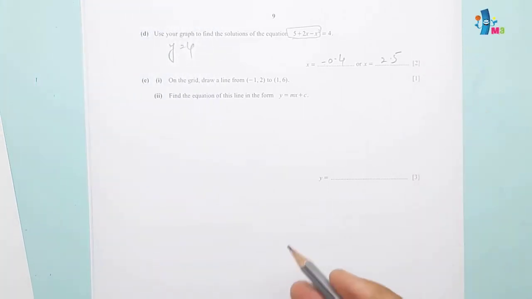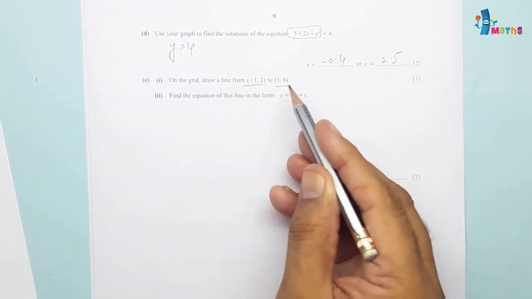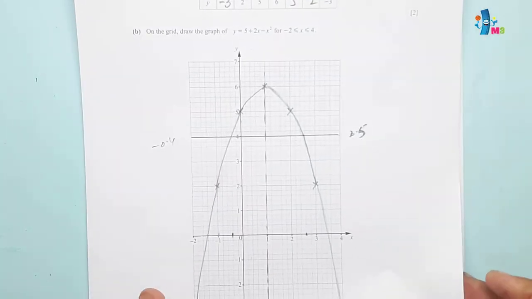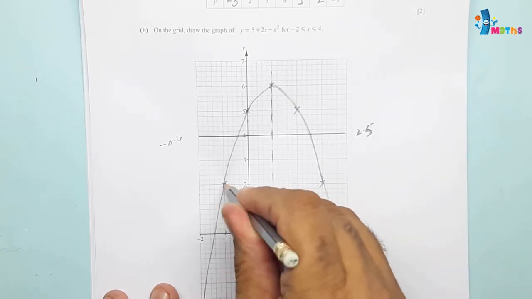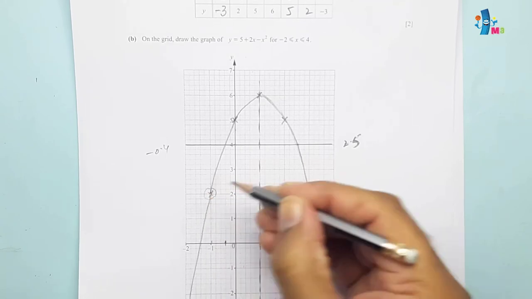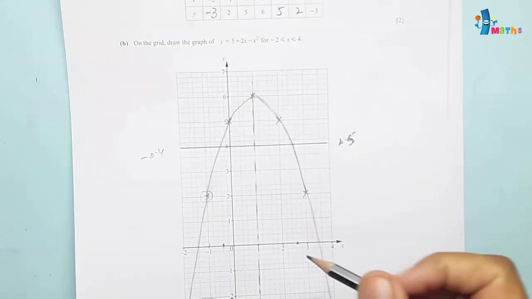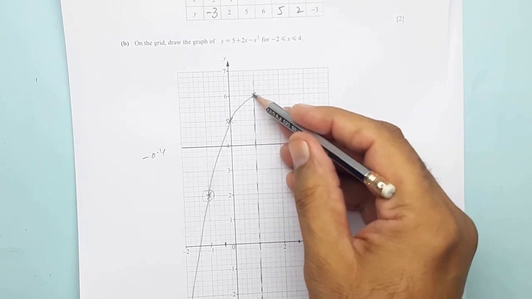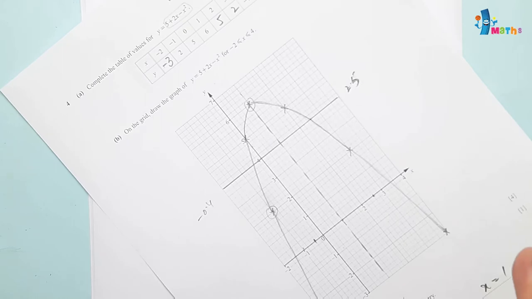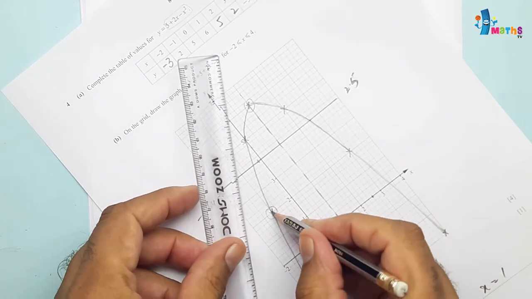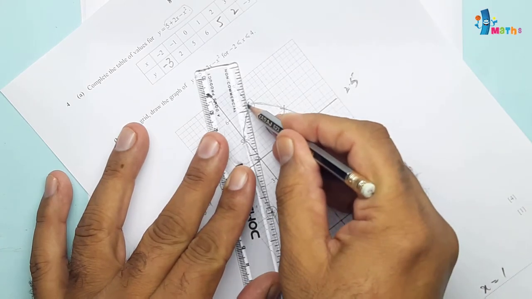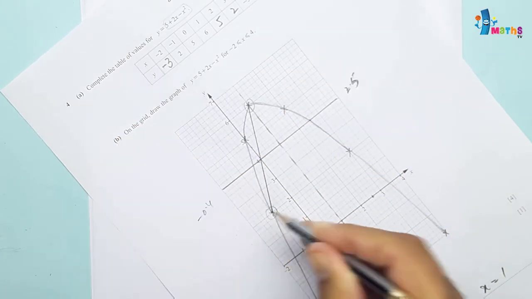On the grid, draw a line from this to this. These are two points. So minus 1 and 2. Minus 1 and 2 is this point, right? It's already marked, so I will circle this one. And the second point is 1 and 6. So 1 and 6 is this one. So these two points we have to basically join. We cannot extend more than that. We'll have to just join this point and this point. So this is the line required.